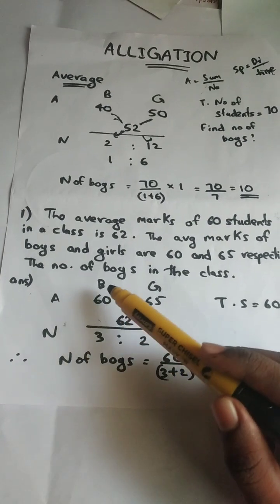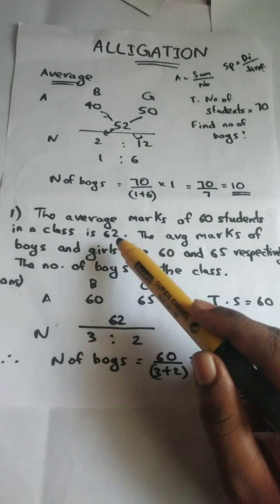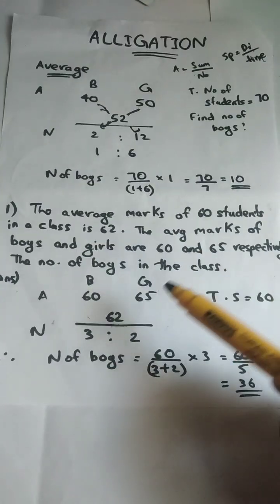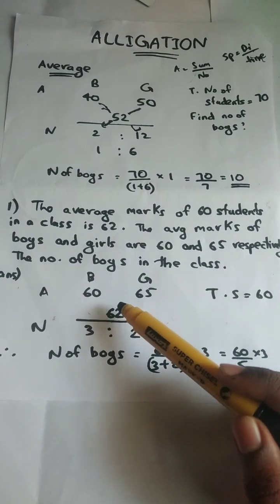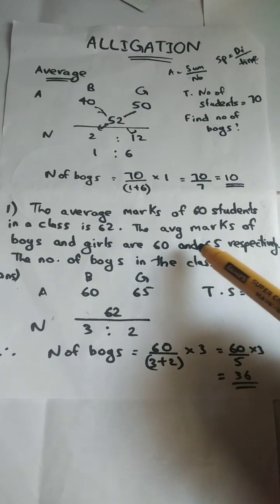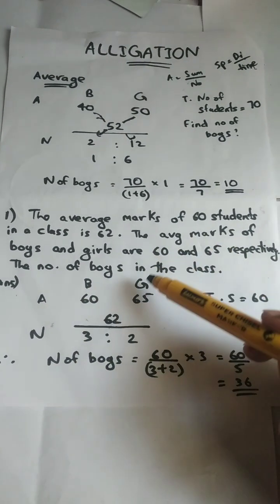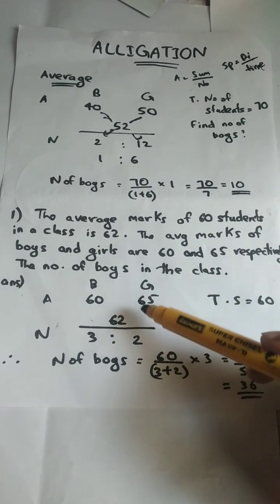So the average marks of 60 students in a class is 62. The total average should always be written in the center, and the average marks of boys and girls are 60 and 65. So the average marks of boys is 60 and the average marks of girls is 65.